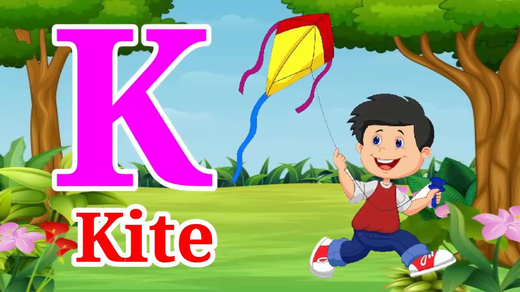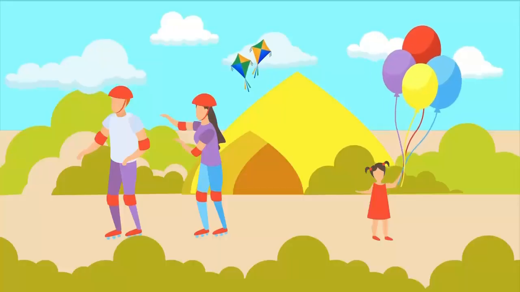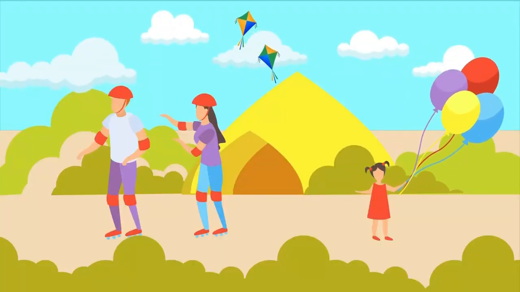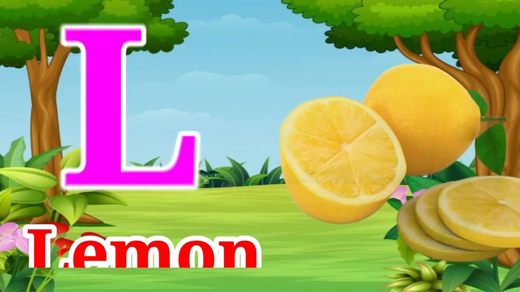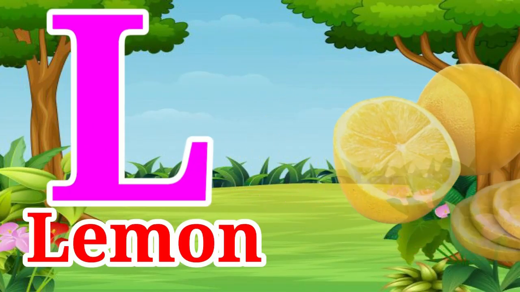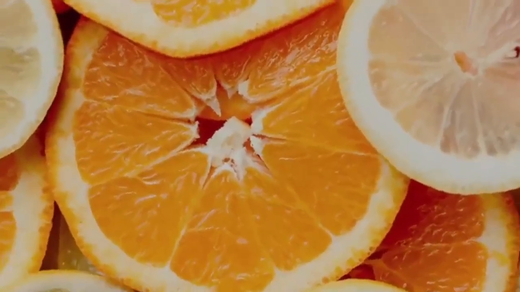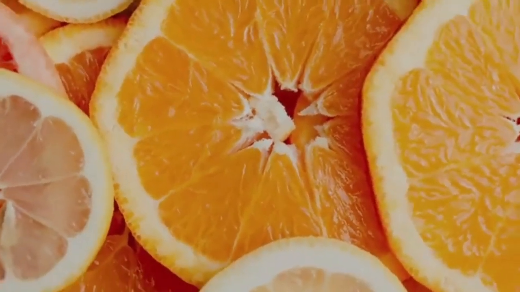K is for kite. K, K, K. K is for kite. L is for lemon. L, L, L. L is for lemon.